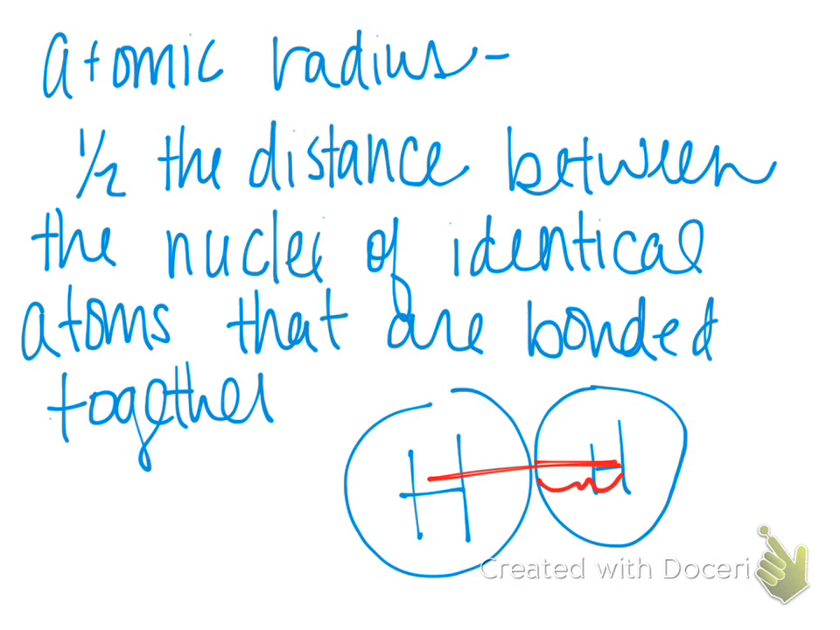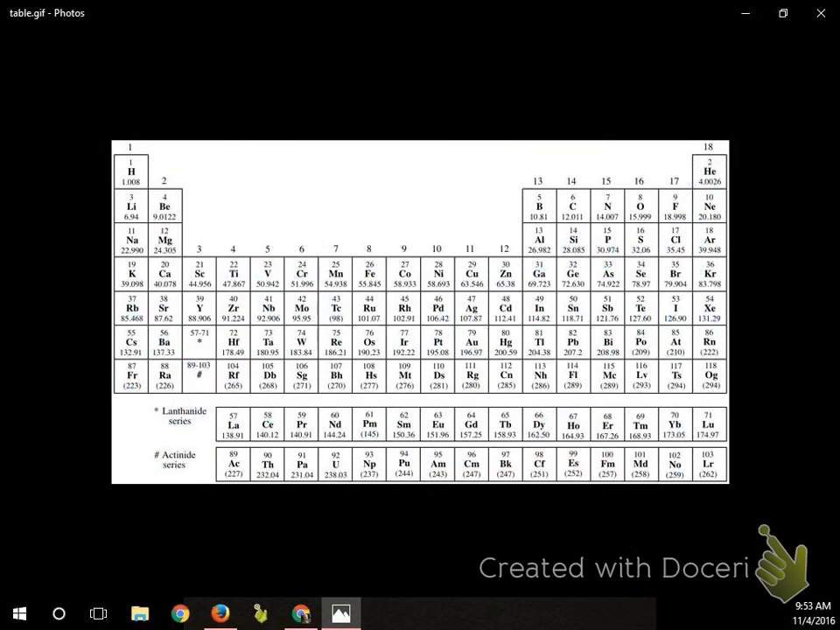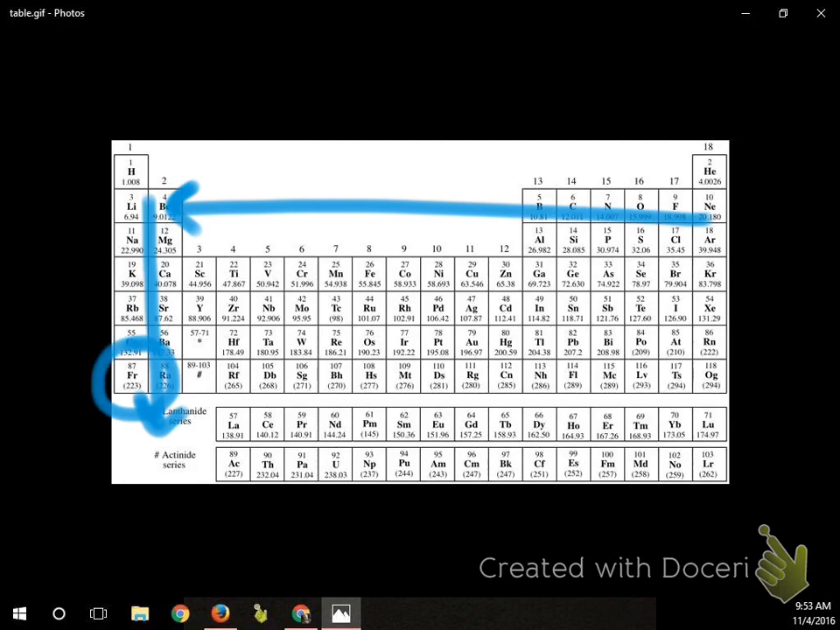Okay, so let me pull up a periodic table here. Okay, we see an increase in our atomic radii as we go from right to left. So we see an increase as we go this way, and we see an increase as we go down. Okay, so the largest atomic radius, theoretically, it increases as we go down. So francium would be one of our largest atomic radii.